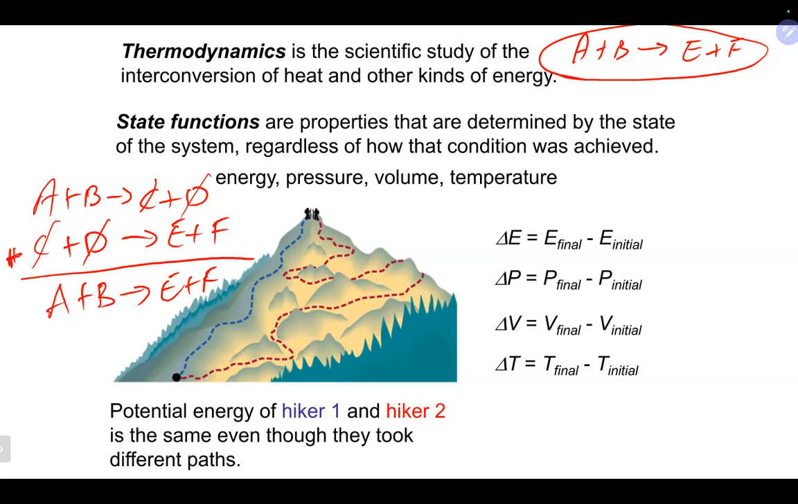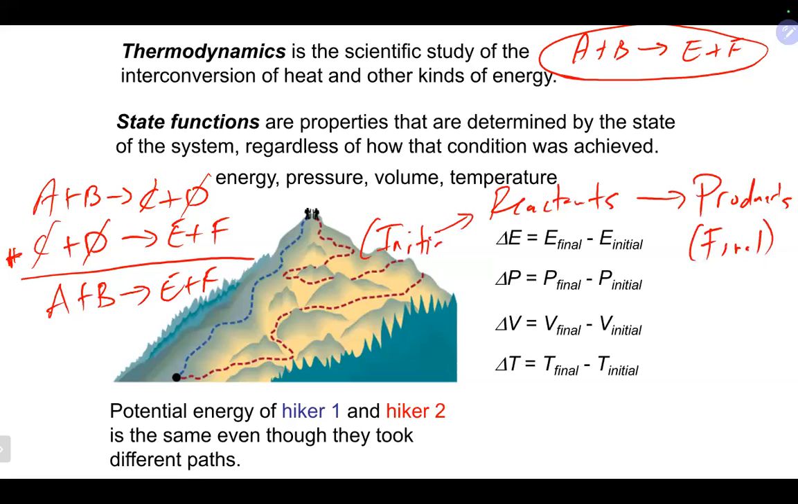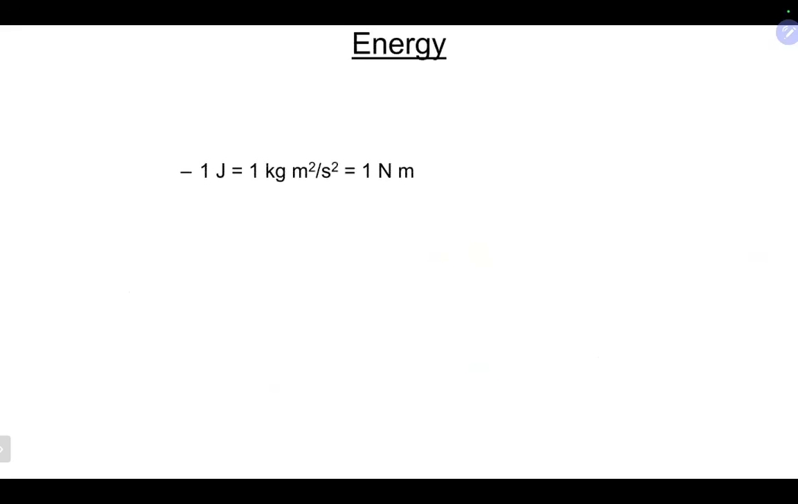And when we talk about a chemical reaction, we have our reactants that go to products in a chemical reaction. And you can think of products as your final state and your reactants as your initial state. So a lot of ways that we calculate things like energy is to take products minus reactants, because in a chemical reaction, products is where you end up and reactants is where you started. So the difference in energy between those two is how we calculate it. Any questions on that there?